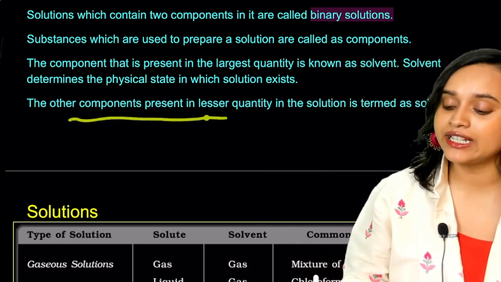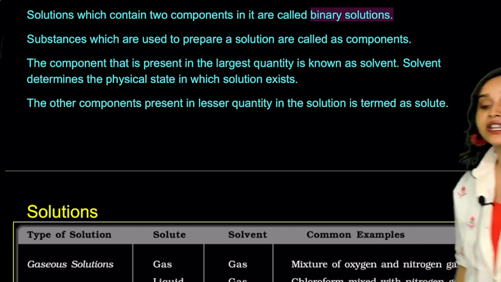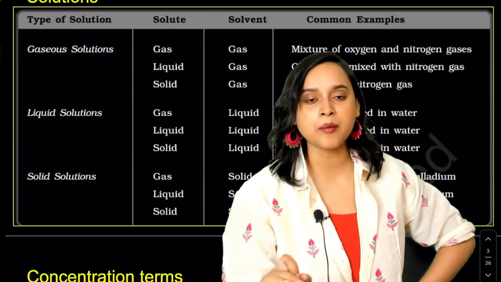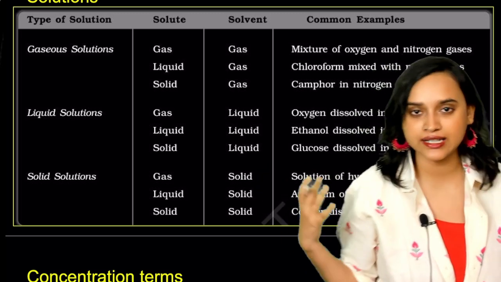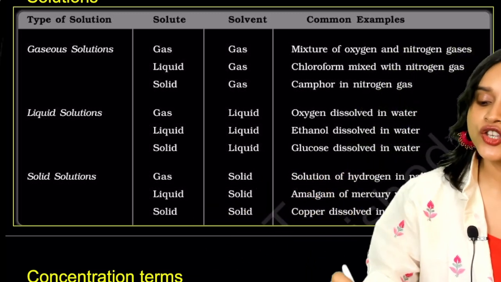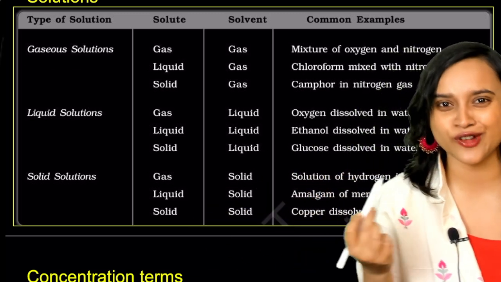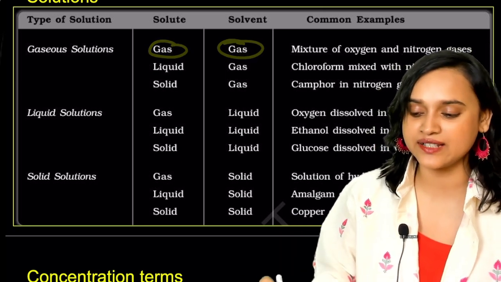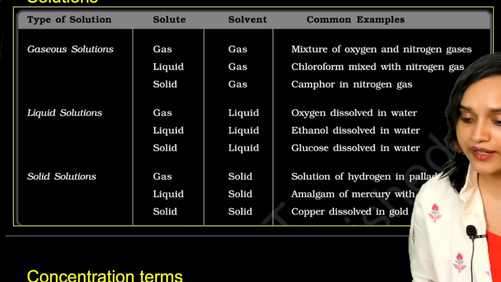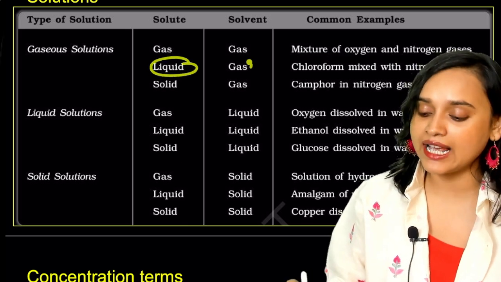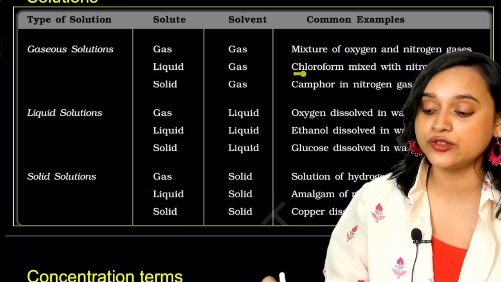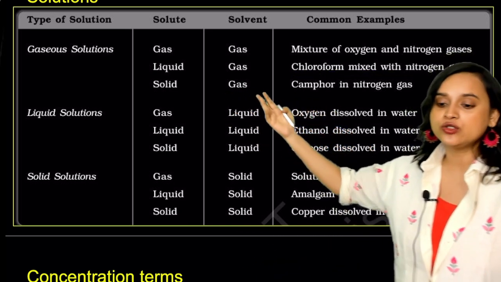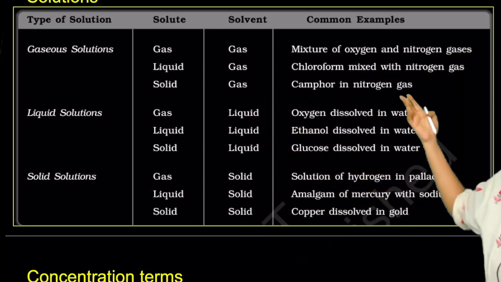The other component that is present in the lesser quantity in the solution is termed the solute. This is typically from your NCERT. Everybody must have seen this. So you have a gaseous solution, where the solute is gas and the solvent is gas. What is the example? A mixture of oxygen and nitrogen gas. If the solute is liquid and the solvent is gas, then you can have chloroform mixed with nitrogen gas. If you have a solid solute and the solvent is in gaseous state, then you can have camphor and nitrogen gas.